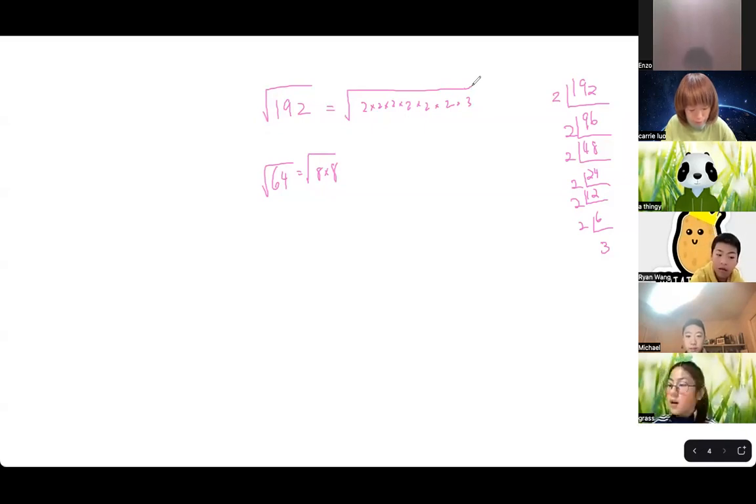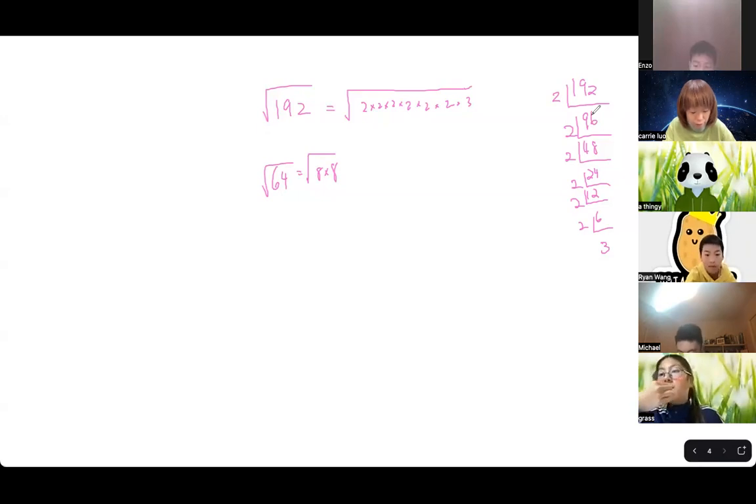Wait, is it always divided by 2? No. It could be all the numbers. But think about it, if it always ends up with an even number, it can always be divided by 2, right?